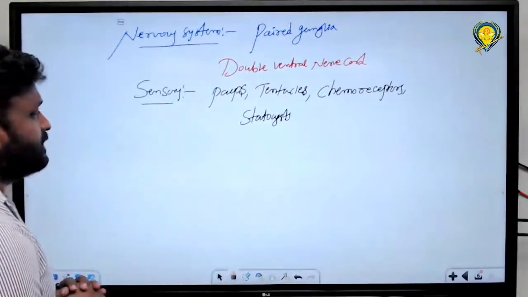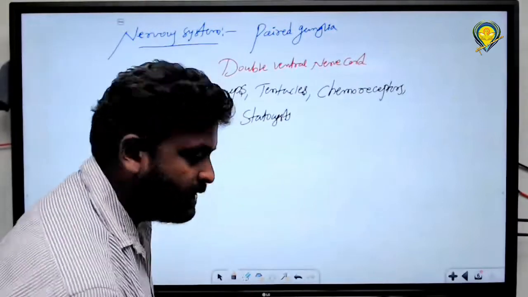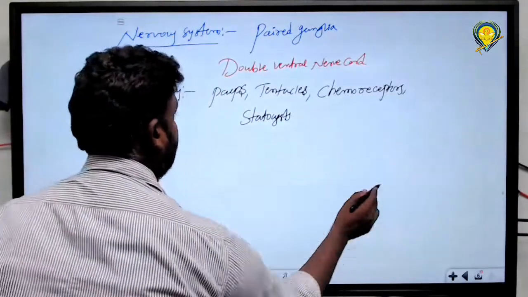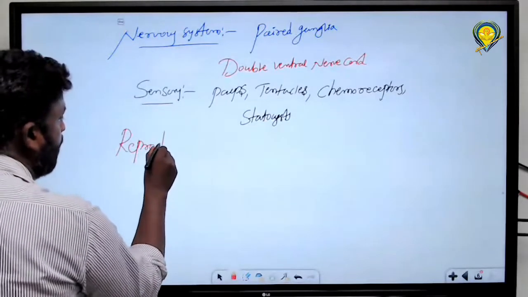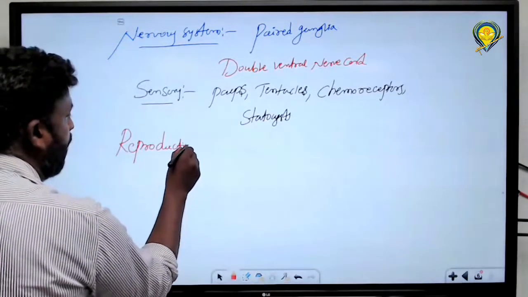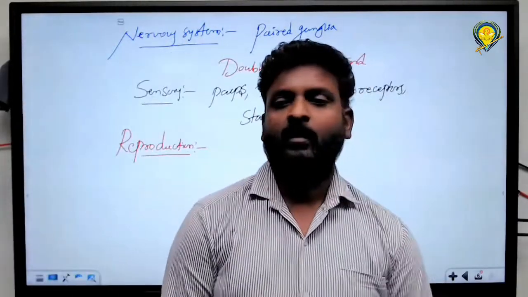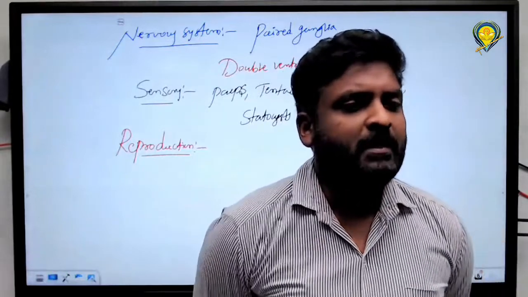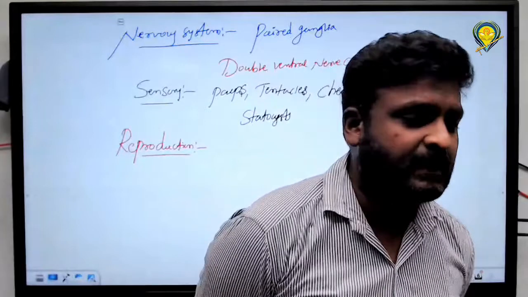Next one, after nervous system and sensory organs, we have discussed the last one, the reproductive system, right? Reproduction. Are the sexes separate or not? Sexes are not separate except in Nereis.